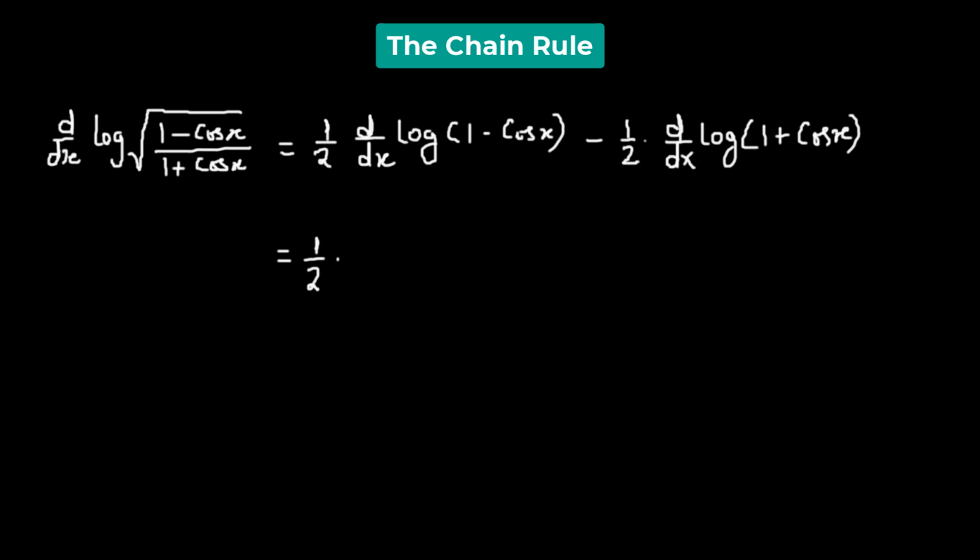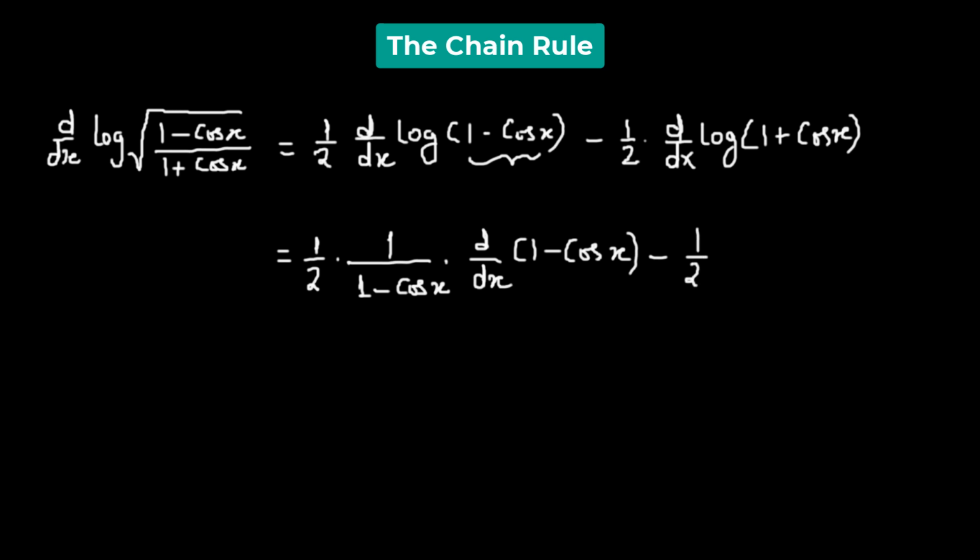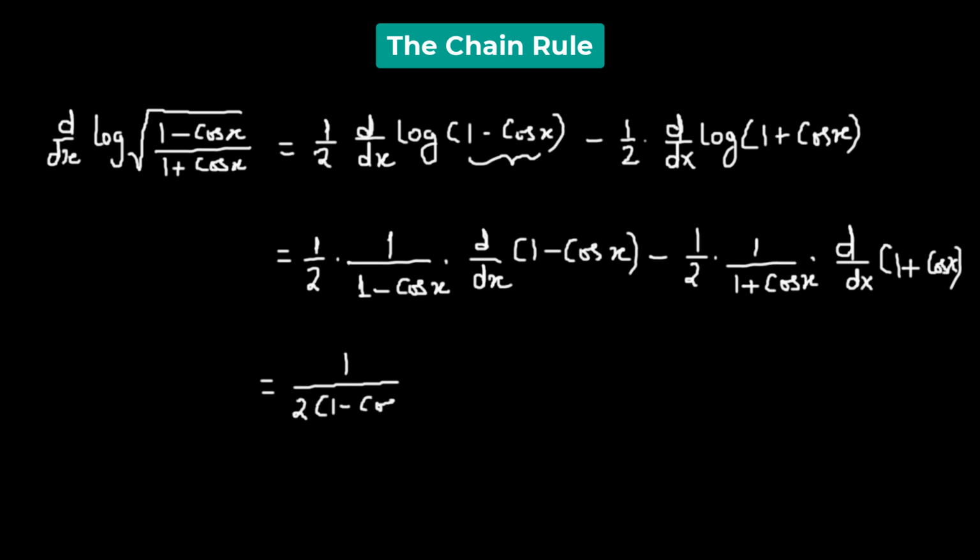Now the derivative of the logarithmic function: if we assume that 1 minus cosine of x is x, then we should get 1 over x. So x here is 1 minus cosine of x, but since it is not, this is only an assumption, so we need to multiply it by the derivative of 1 minus cosine of x, minus half. Similarly, the derivative of log of 1 plus cosine of x will be 1 over 1 plus cosine of x multiplied by the derivative of 1 plus cosine of x.